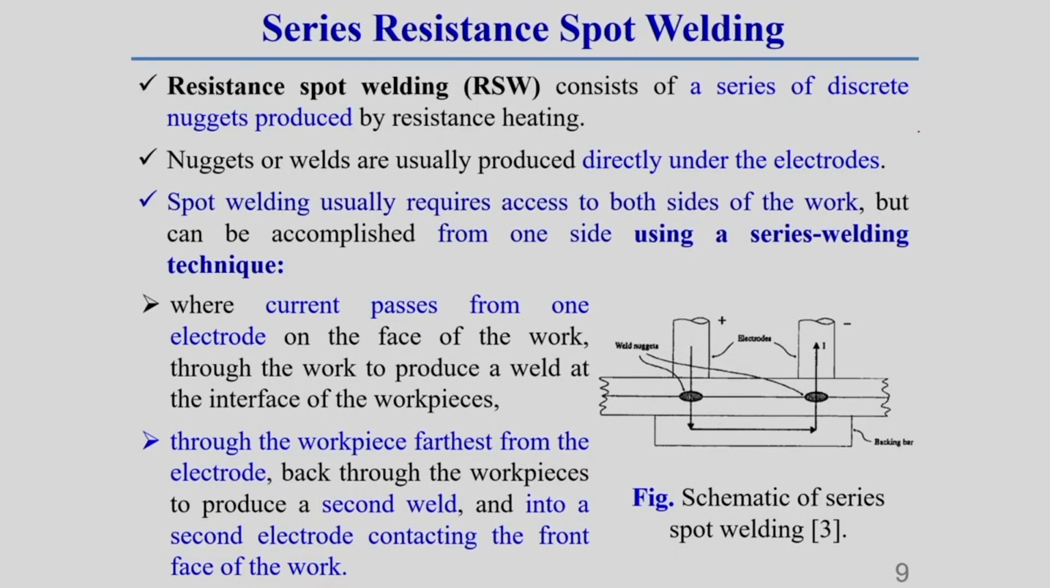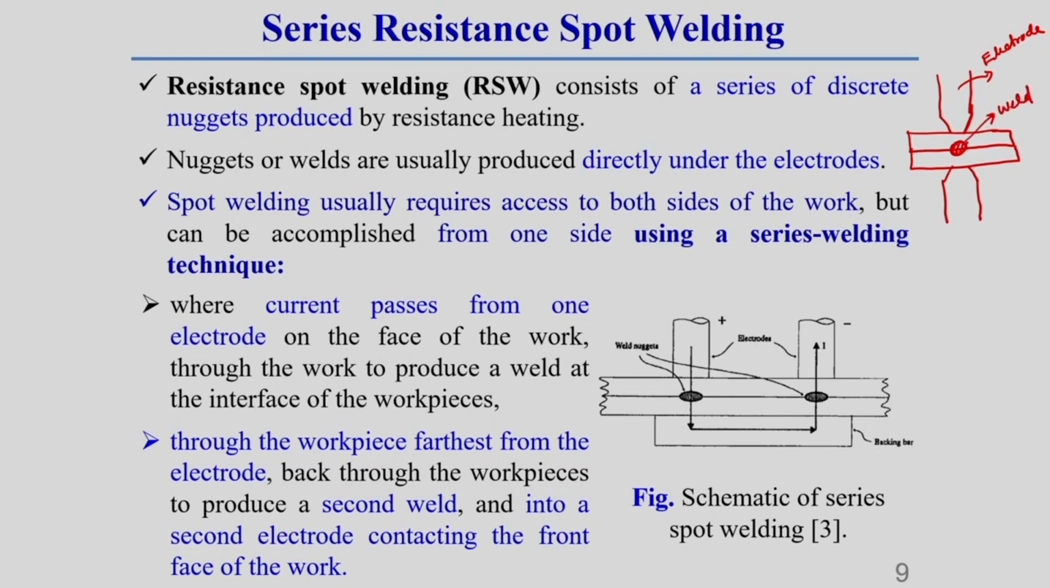So in the resistance spot welding process, whatever steps we have seen in the previous slide, there we observed that generally 2 electrodes are used. One is put above the 2 workpieces, another one is put below the 2 workpieces. So this is one electrode and this is another electrode. This you have already seen. So resistance spot welding consists of a series of discrete nuggets produced by resistance heating, correct? This is called a nugget or weld.